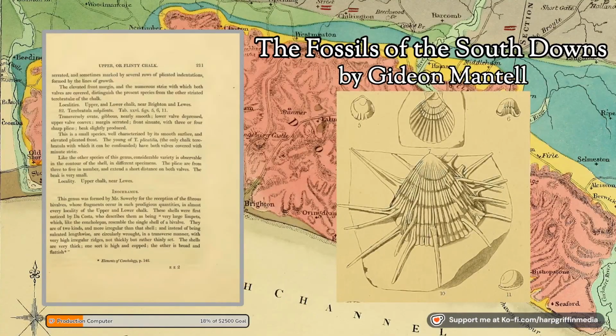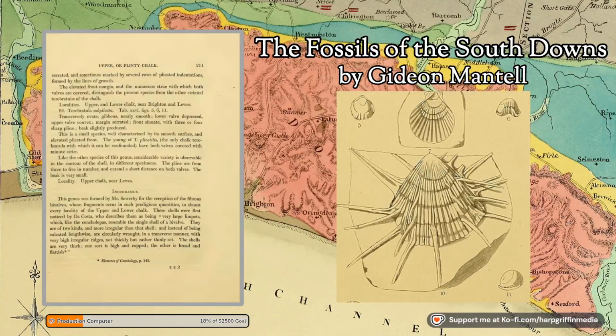82. Terebratula subplicata, Tablet 26, Figures 5, 6, 11. Transversely ovate, gibbous, nearly smooth, lower valve depressed, upper valve convex, margin serrated, front sinuate, with 3 or 4 sharp plicae, beak slightly produced. This is a small species, well characterized by its smooth surface and elevated, plicated front.